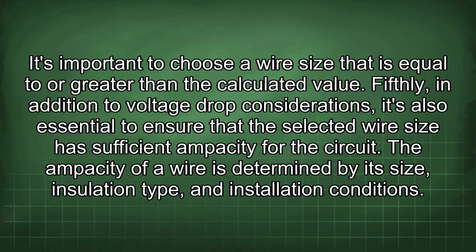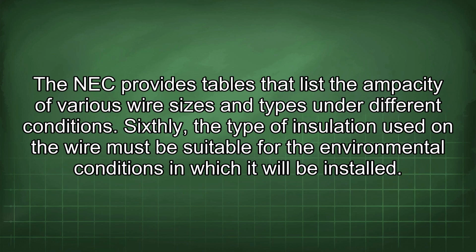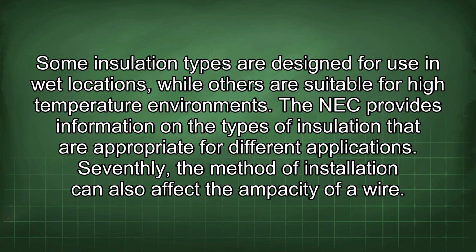The ampacity of a wire is determined by its size, insulation type, and insulation conditions. The NEC provides tables that list the ampacity of various wire sizes and types under different conditions. Sixthly, the type of insulation used in the wire must be suitable for the environmental conditions in which it will be installed. Some insulation types are designed for use in wet locations, while others are suitable for high-temperature environments. The NEC provides information on the types of insulation that are appropriate for different applications.